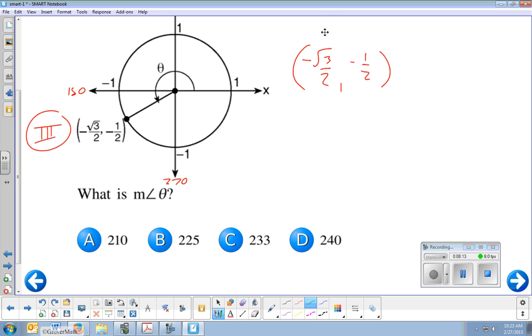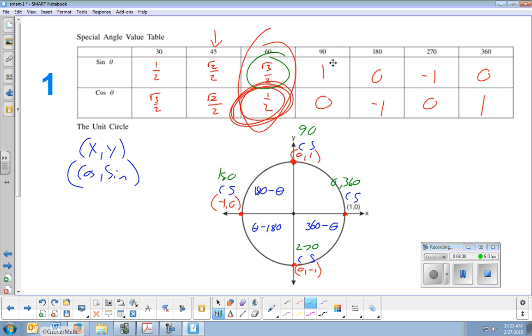Always put CS on top of your unit circle coordinates. Cosine's negative rad 3 over 2. Sine is negative 1/2. When is sine a half and cosine rad 3 over 2? So we're looking for sine half, cos rad 3 over 2, right here. Sine's a half at the 30 mark. Cosine's rad 3 over 2 at the 30 mark.